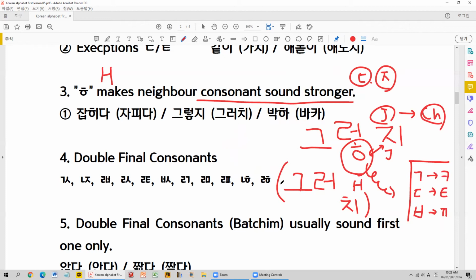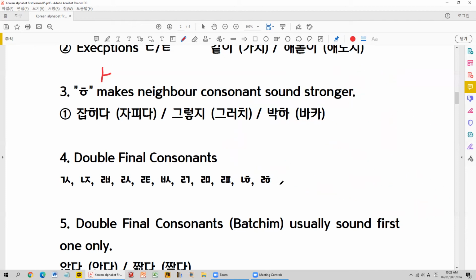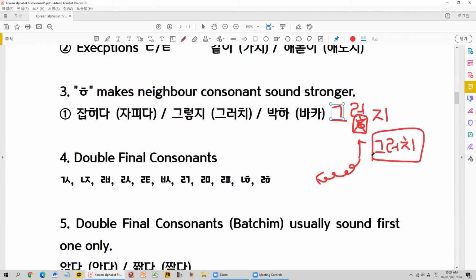One more time. This is very important, and also a little bit confusing, so I'll explain one more time. This is H. H usually disappears. Okay, H goes away, and then makes the other consonant a stronger sound. This is usually a J sound, but the stronger sound is a CH sound. So 그렇지, 그렇지. We write this way, but we read 그렇지.